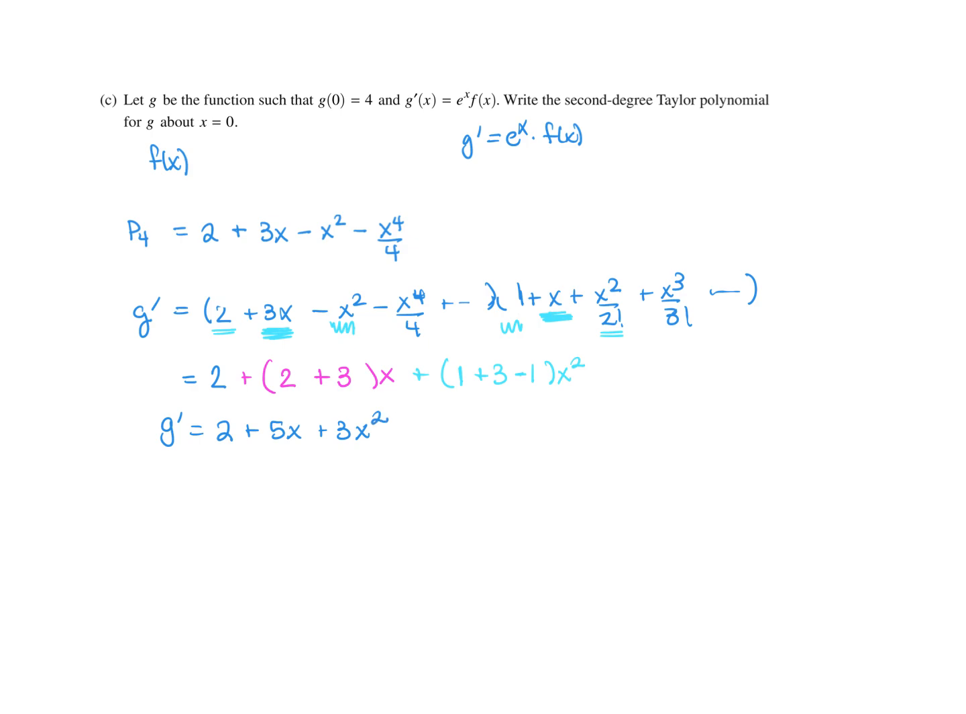Now we really want to get to g. So what do we do to g prime in order to get to g? We're going to integrate both sides. So as I integrate both sides, now on the left we're going to have g. 2x plus 5 halves x squared. That's the quadratic they wanted. They wanted a second degree, so I don't have to go any further. But remember, I have to pick up a plus c because of the constant of integration. But they told us the constant is 4. g of 0 is equal to 4. And you see if I plug in 0 here, I plug in 0 here, you're going to get g is equal to 4. So this is your approximating polynomial for g of x.